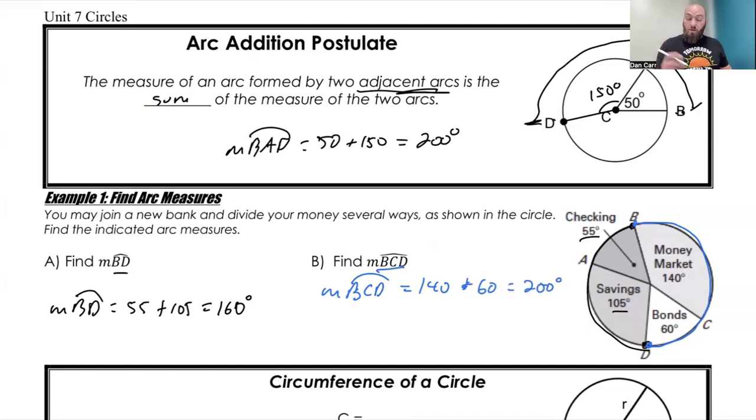Notice I could have done this instead. Since I already have the minor arc, I could have taken 360 minus 160, and I still get the same thing, 200. Okay, so that's it there.